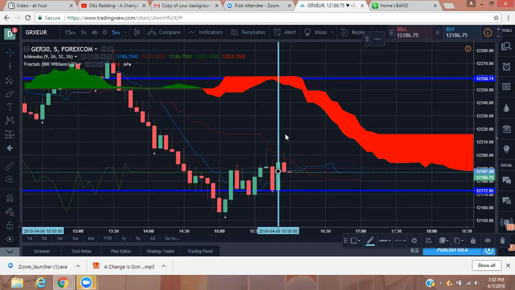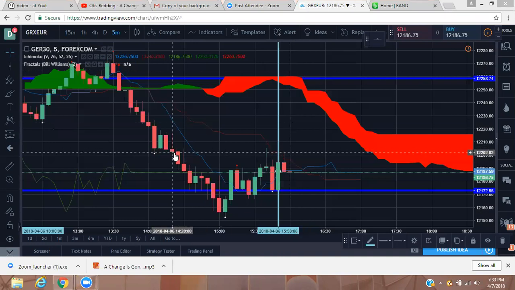So I have my fractals as triangles. Do I place it at the end of the wick or on top of the triangle? You place it at the end of the wick. Okay. So wherever I see the fractal, place it at the end of the wick. I don't know why it circles on TradingView, because my fractals are triangles too on MT4.